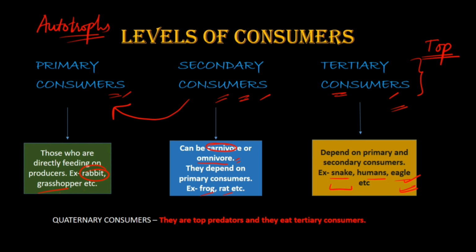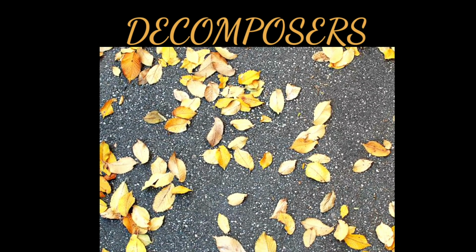Then the last one comes quaternary consumers that I already have told you that they are dependent on tertiary consumers. But it is not necessary that in each and every ecosystem, quaternary consumers will be there, right? So the examples can be human again. Right. So you can say that humans are present in both the consumers, in quaternary as well as in tertiary consumers. Now, the next is decomposers.